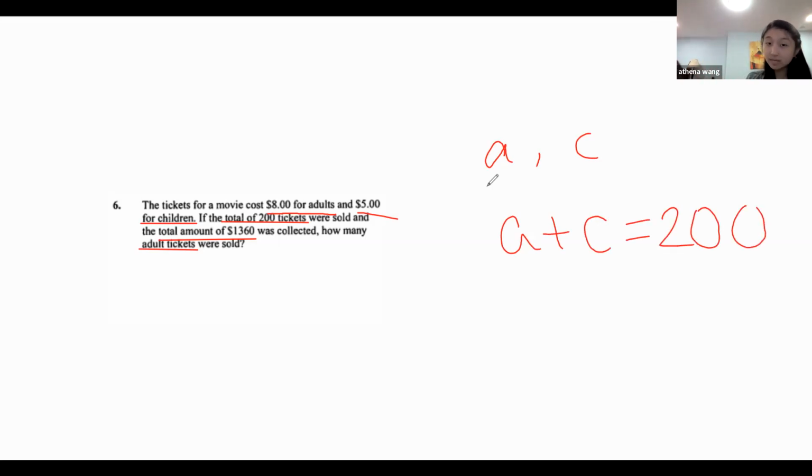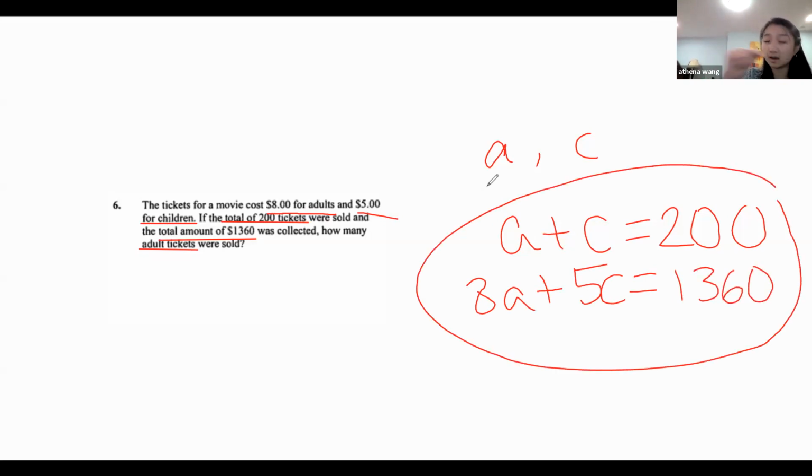Okay, and then we also know that the total amount was 1,360 and that each adult ticket would be $8. So we have 8 times A plus, and each child ticket is $5. So we have 5 times the number of child tickets sold. So we have 8A plus 5C equals 1,360. Okay, so these are some neat equations, right?